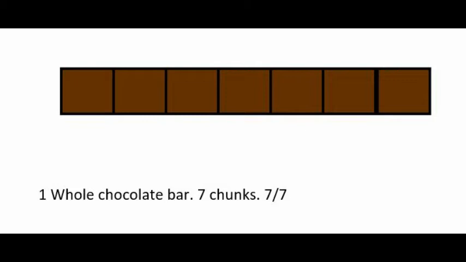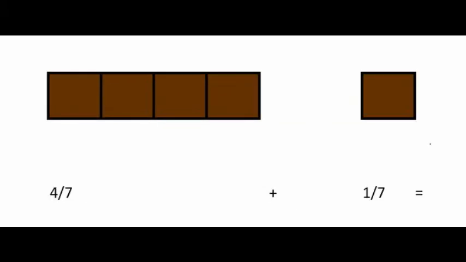Let's do another example with addition. Here we have one whole chocolate bar. This time it is made up of 7 chunks, so our chocolate bar can also be seen as being 7/7. This time our sum is 4/7 plus 1/7. See if you can work out the answer. How many chunks will we have? That's right, we'll have 5 chunks. We'll have 5 of the 7 pieces, so our answer is 5/7.